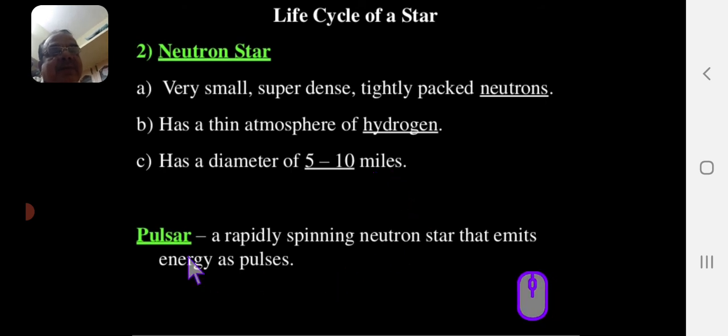Pulsar means a neutron star which is spinning. It is a rapidly spinning neutron star that emits energy as pulses. That is called a pulsar.